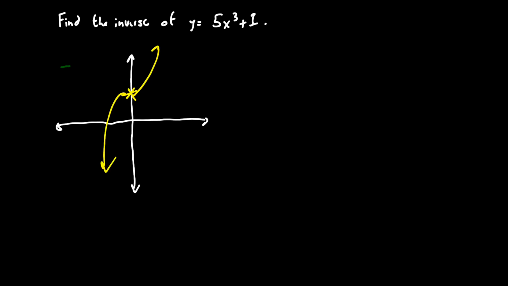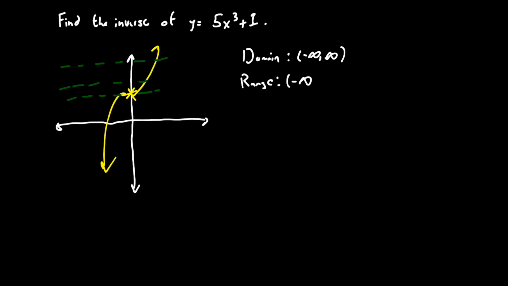And this graph is one-to-one on the entire domain. So the domain is given by negative infinity to infinity, and the range is also given by negative infinity to infinity.